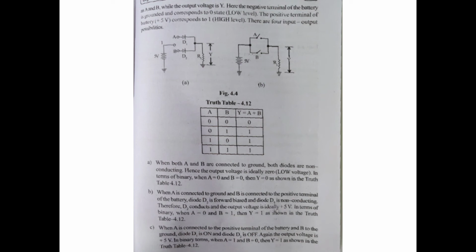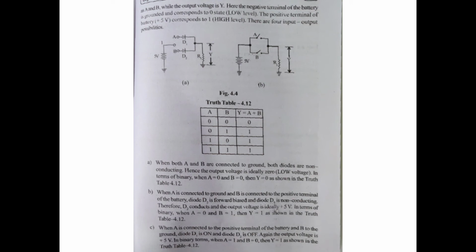In terms of binary, when A is equal to 0 and B is equal to 1, then Y is equal to 1, as shown in the truth table. Third condition. When A is connected to the positive terminal of the battery and B to the ground, the diode D1 is in on mode, and diode D2 is off. Again, the output voltage is 5 volts.